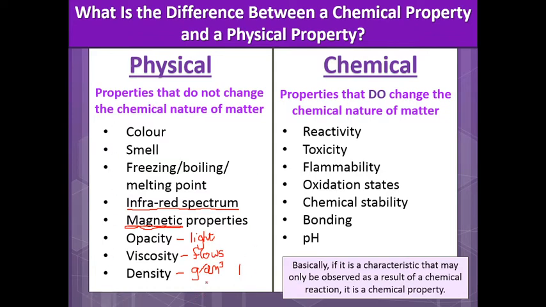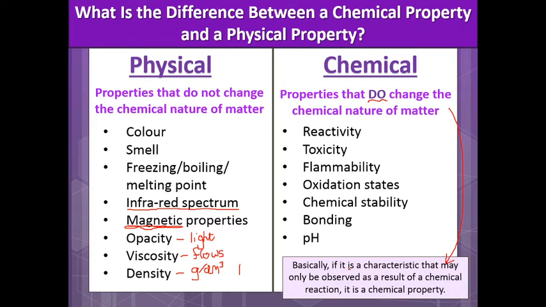Now, chemical properties. Chemical properties do change the chemical nature of the matter, so the material itself. And actually, this is summed up really nicely down here. Basically, if a characteristic can only be seen by doing a chemical reaction, then it's a chemical property.